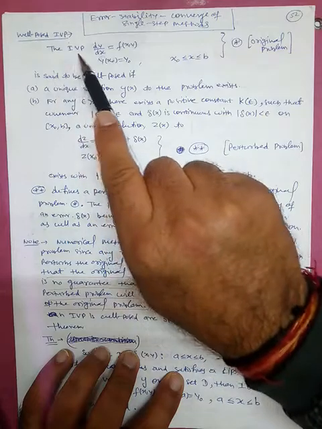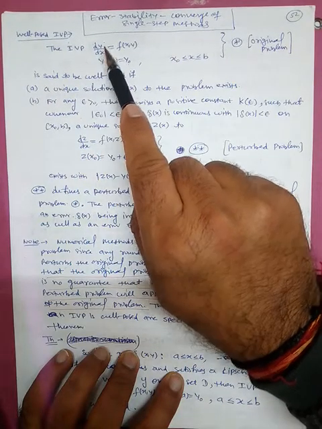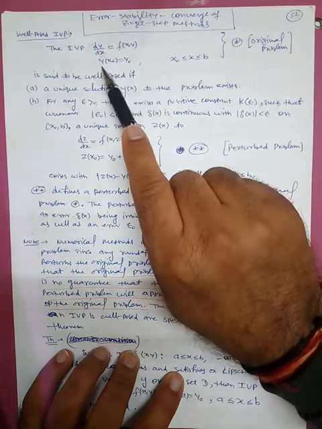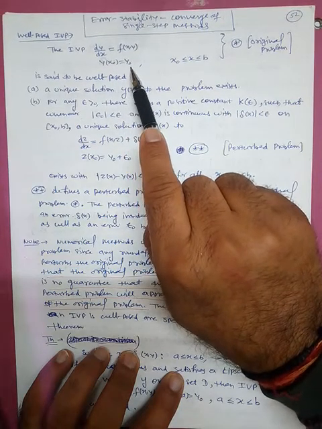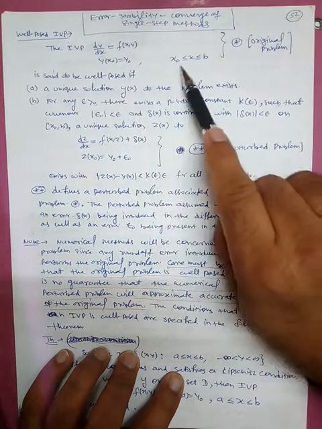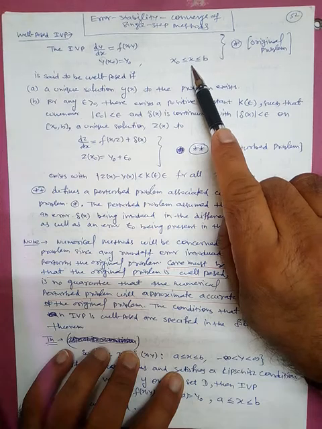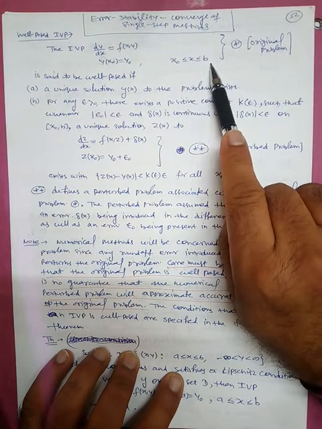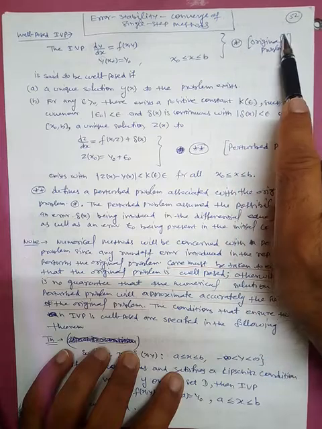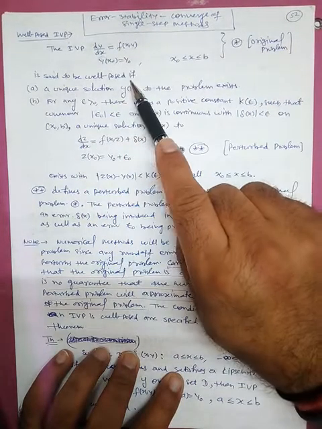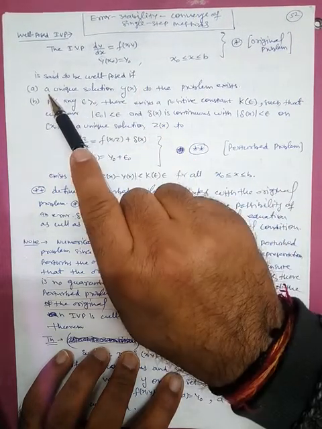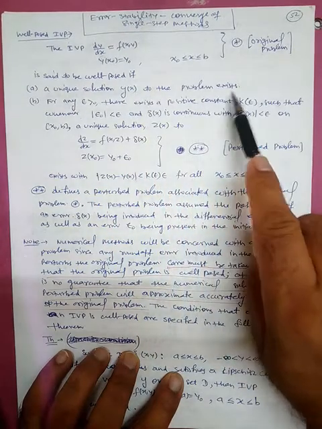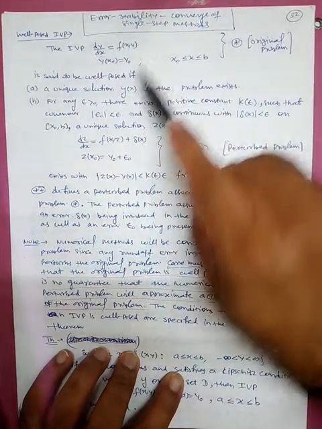The initial value problem, say dy by dx is equal to f of x, y with initial condition y at x naught is equal to y naught, which is defined in the domain where x varies from x naught to some constant b. Both are constants. So this is basically the original problem. This problem is said to be well posed if, first condition, a unique solution y(x) to the problem exists. That means this problem has a unique solution.